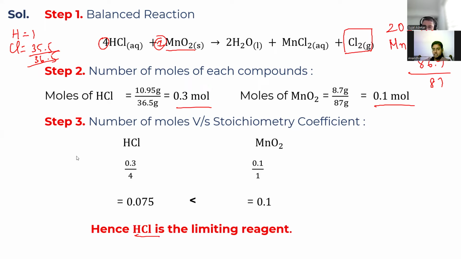So what is 35.5 into 2? How much is it? 35 will be 70, and point five is nothing but 1. So it is 71, right?